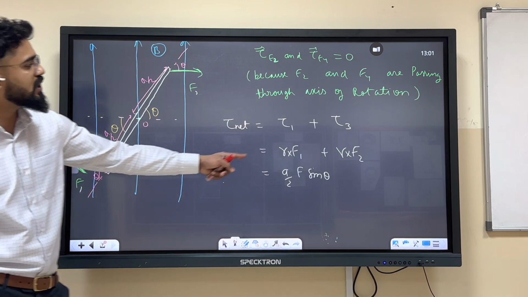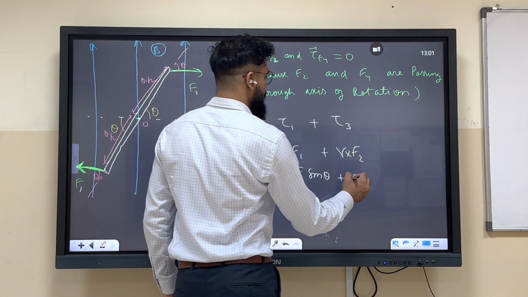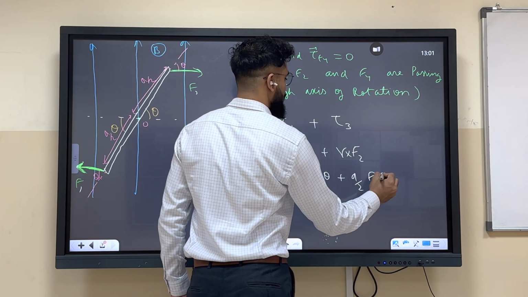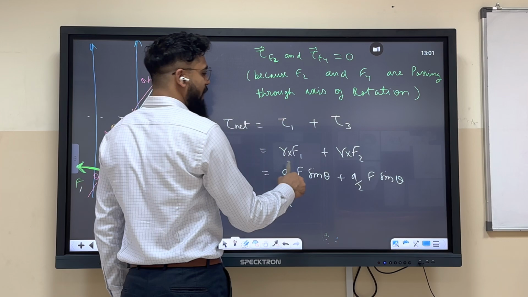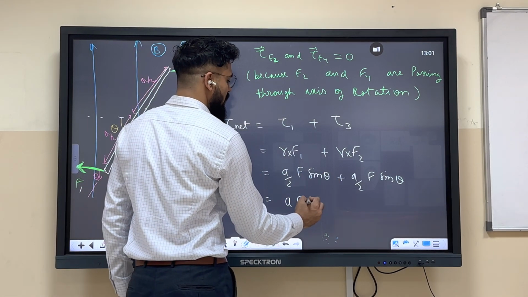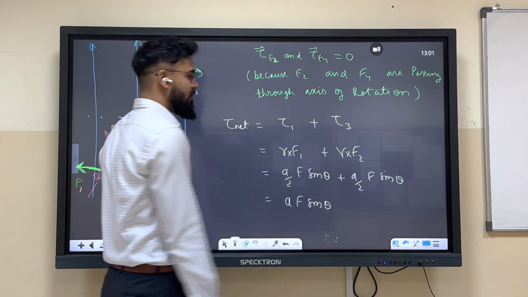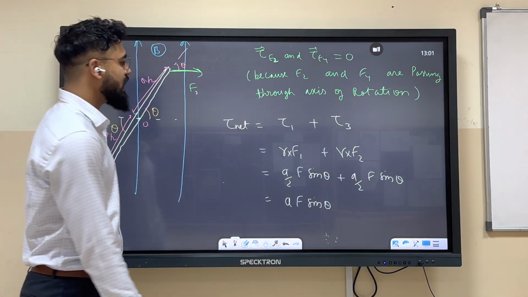Whenever we remove the cross, what comes? Sin theta. Same thing over here, A by 2 F sin theta. So can we write A by 2 plus A by 2? It will become A. So A F sin theta. मतलब 1 by 2 plus 1 by 2 is 1 only. Right? Okay. So it is A F sin theta.